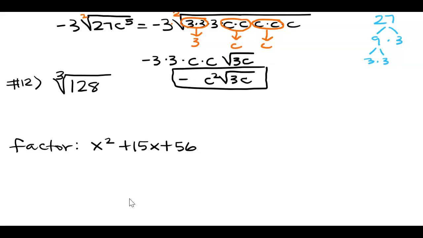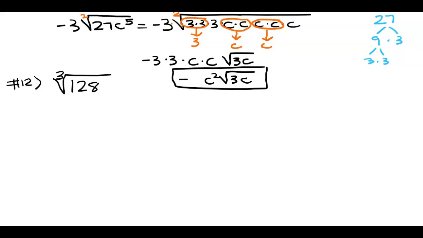And let me go ahead and just erase this part. We'll come back to it. That was just another one that I wanted to go over with you, but let's make room here. So on this one, since it's a cubed root, we have to have 3 of the same in order for that to come out.